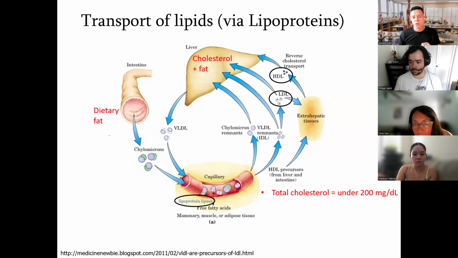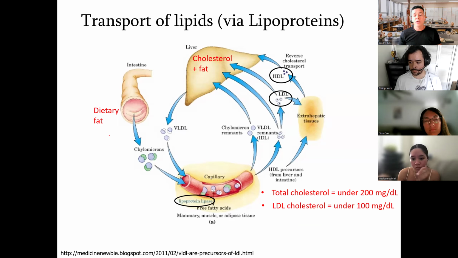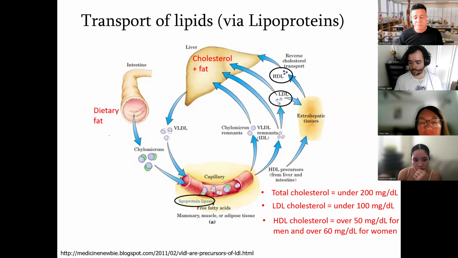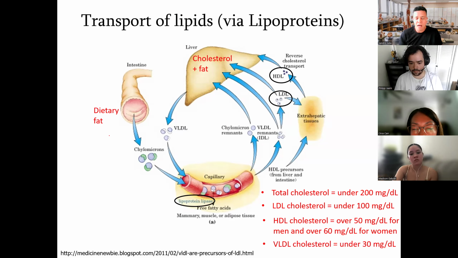We should have a total cholesterol of under 200 milligrams per deciliter of blood. LDL should be under 100 milligrams per deciliter of blood. HDL should be over 50 milligrams per deciliter of blood in women and men, and over 60 in women. Okay, and VLDL should be under 30 milligrams per deciliter of blood.